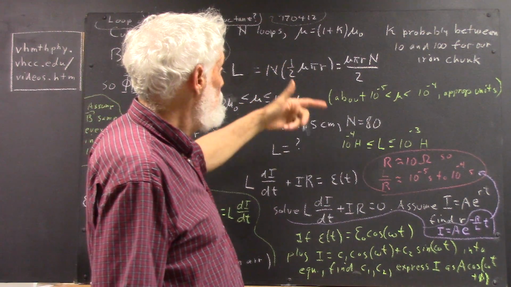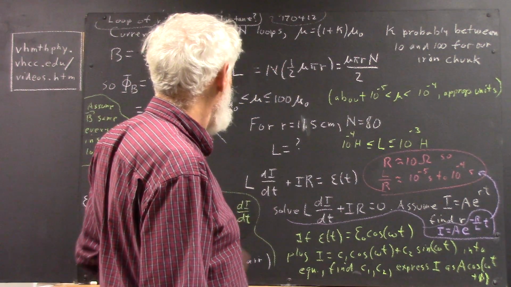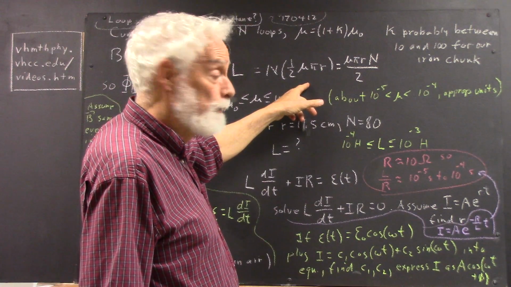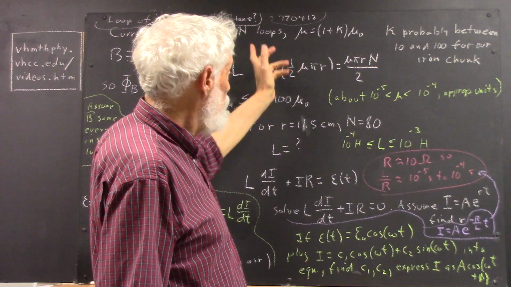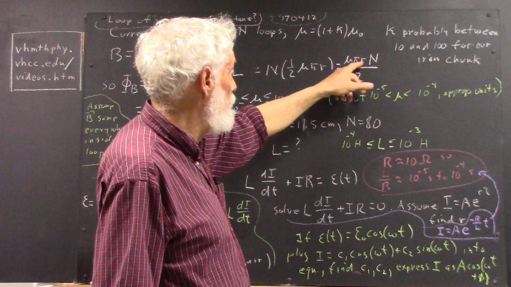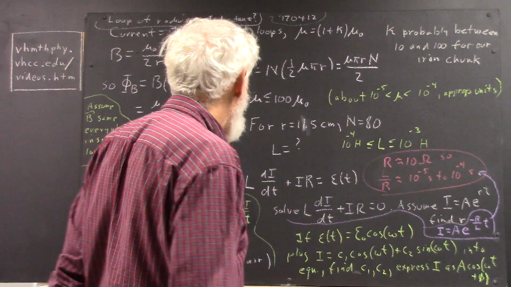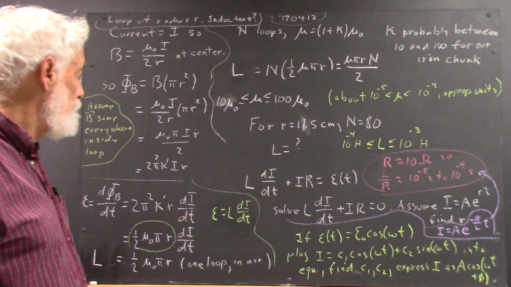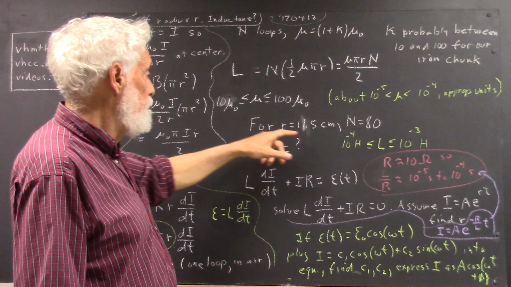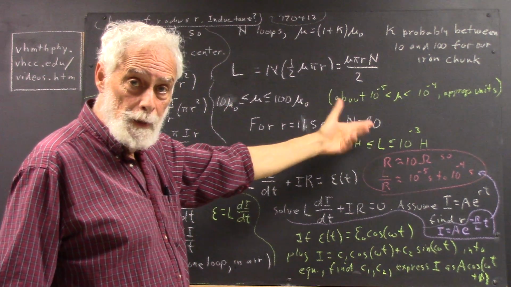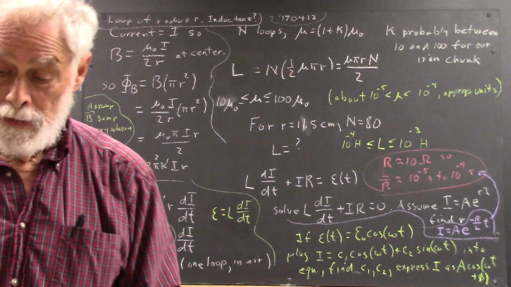Okay, so for the loop as we observe it, here's the expression for the inductance, which I've rearranged to just mu times pi R N over 2. And we want to estimate the inductance of the actual loop, which I allowed people to measure. So we'll go to that in a minute.